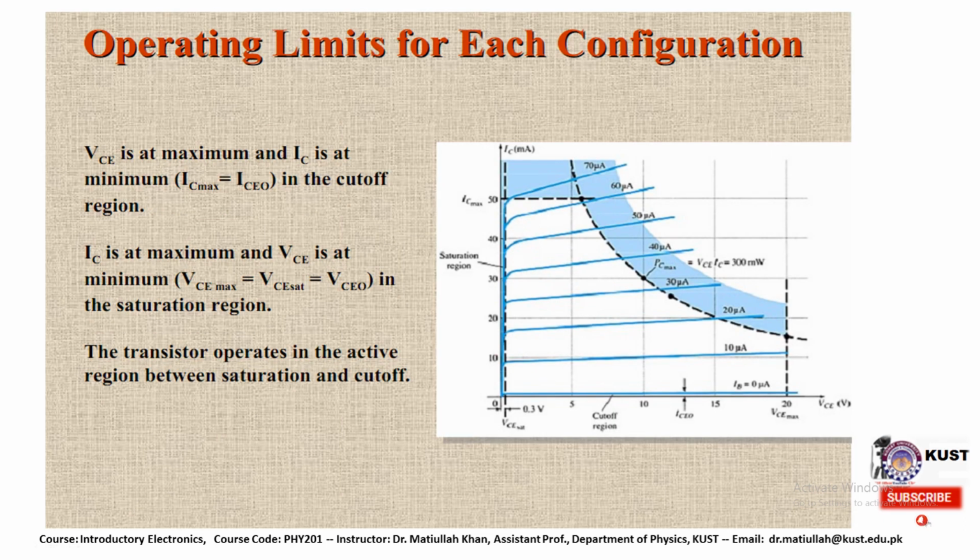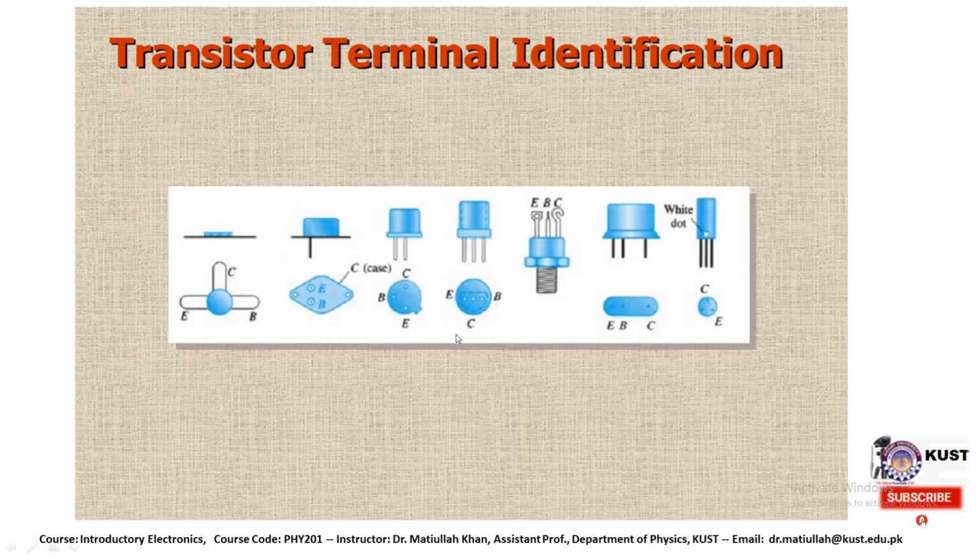We have the operating region in this particular case. This is the operating region. We have the value over here. We have the cutoff region over here, and a very small saturation region is represented over here in this particular case. We can also identify the terminals of the transistor in a simple way.